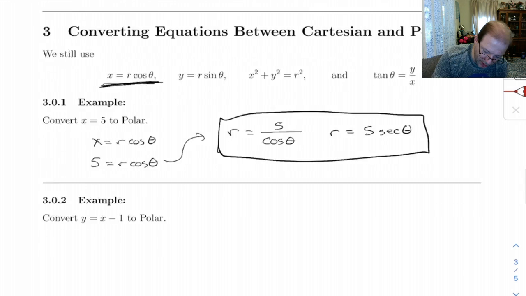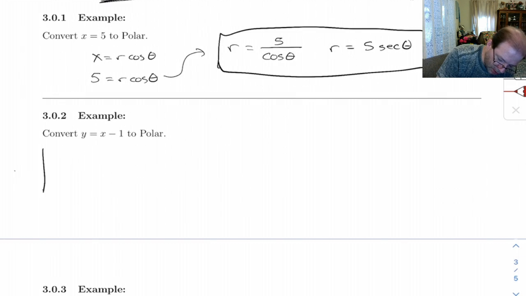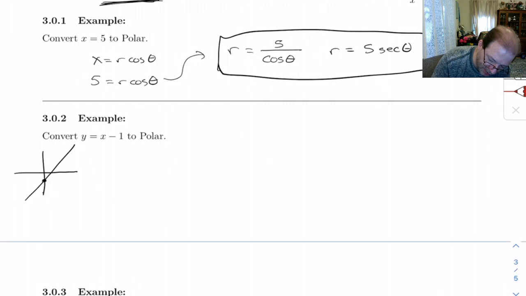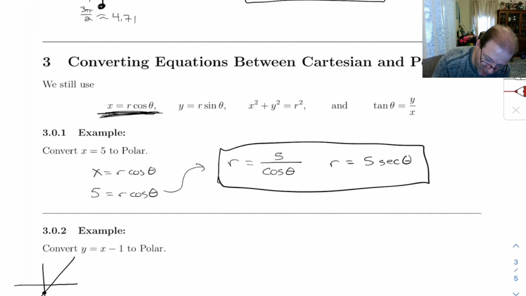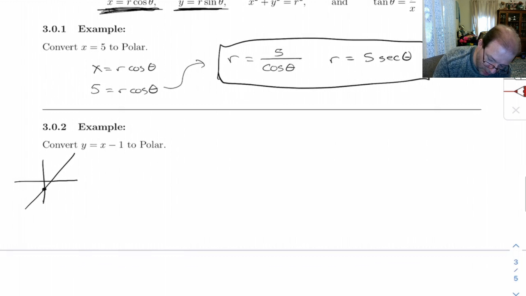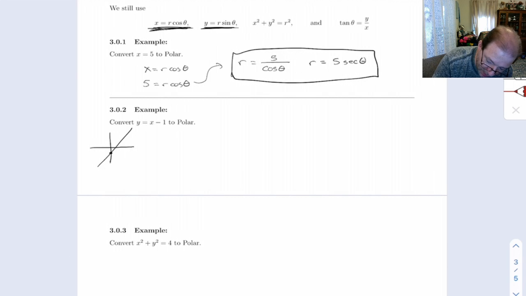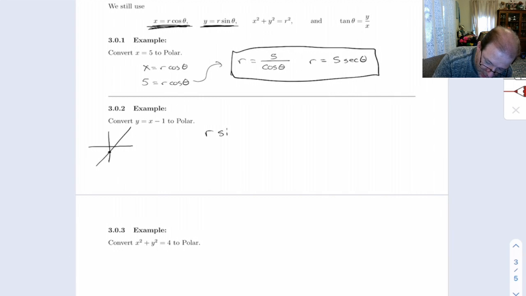So let's do a couple more of these. y equals x minus 1. Now we know what that looks like. It has a y-intercept of -1 and a slope of 1, so it looks like this. That's a line, so its equation in rectangular coordinates is simple: y equals x minus 1. To convert it to polar, we'll replace the x and the y both. y becomes r sine theta, equals r cosine theta minus 1.